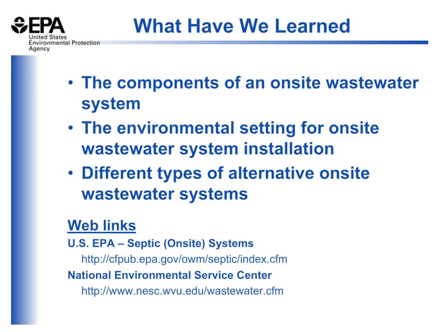This concludes our presentation on decentralized or on-site wastewater systems. We've discussed the various components that are part of an on-site septic system, including the septic tank, the distribution box, and the leaching facilities or drain field. We've talked about the environmental setting where septic systems are installed and discussed some of the various setbacks that should be maintained, such that a system is protective of public health and the environment. And we've given a brief overview of the different types of alternative septic systems used to increase the level of treatment from an on-site system.